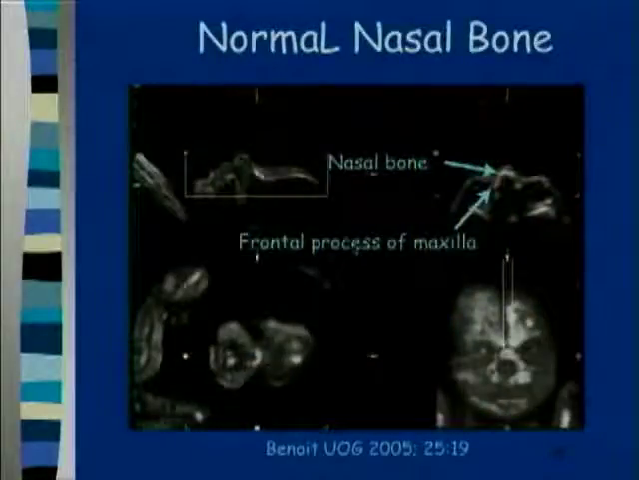The nasal bone is quite important in association with trisomy 21. You can see that this is the frontal process of the maxilla. This is not the nasal bone back here. The nasal bones are the two dots that are anterior on this, and you can put the cursor on what you think is the nasal bone that we always take and see that that cursor is right there, and that's where the nasal bones are.